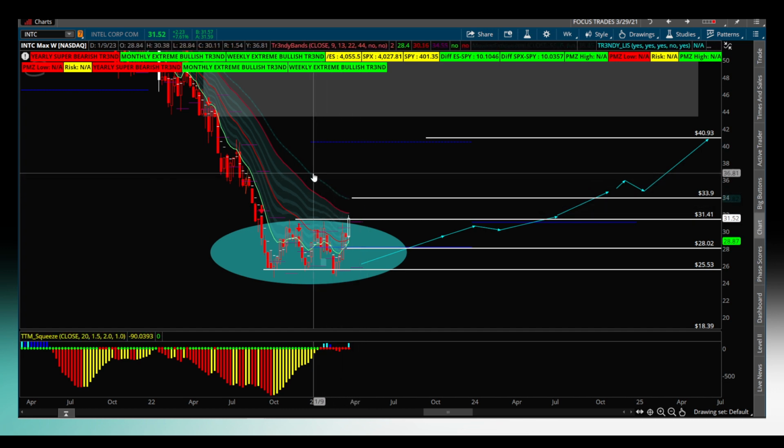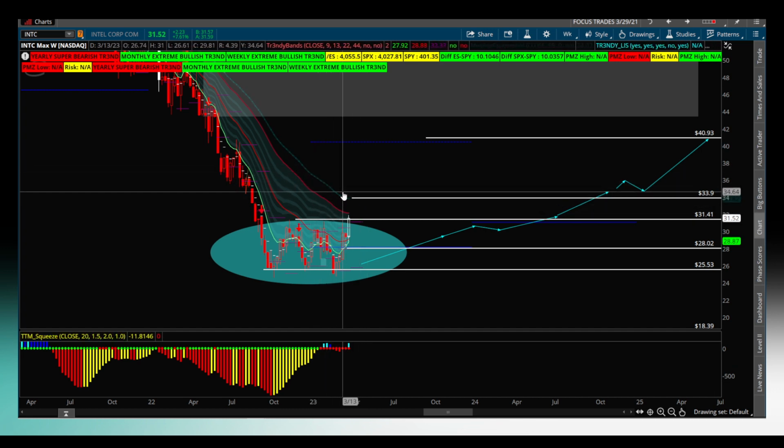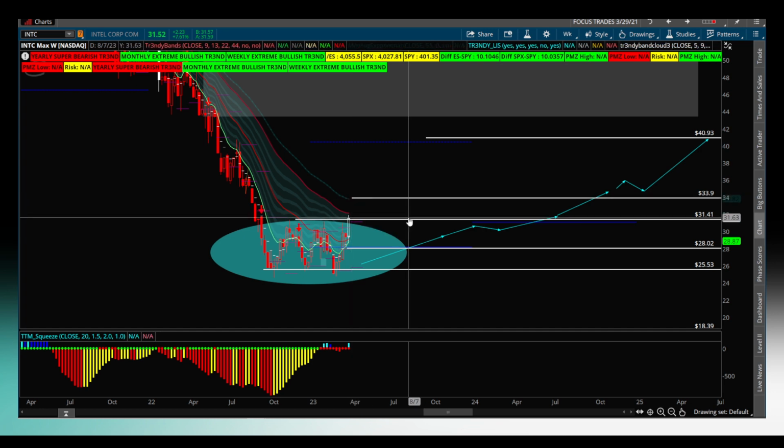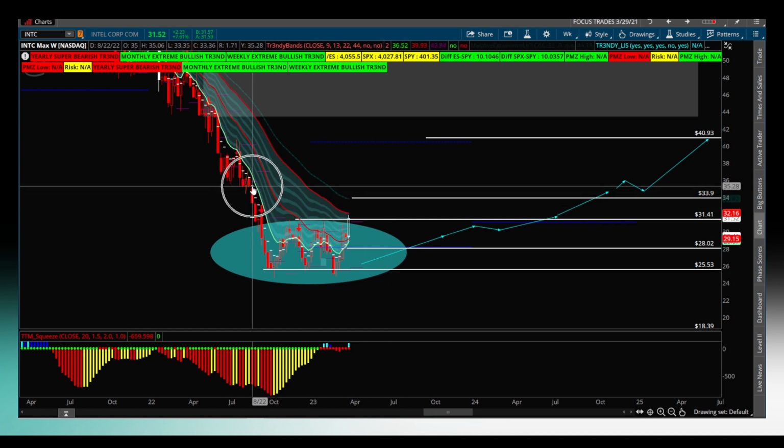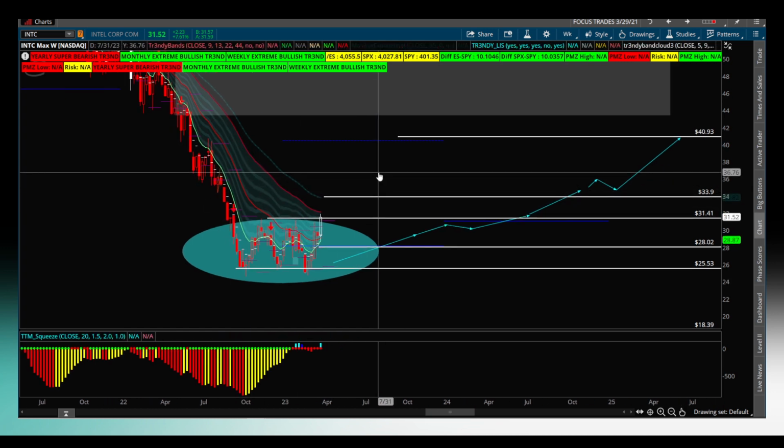And then I'm looking for this next EMA. This is your 44 actually, and that is at 33.90. I would expect it to pull back from there, hold in that area for a week or so, and then come up here and attempt towards 35 and a half.